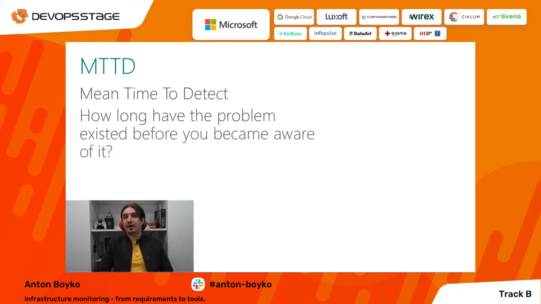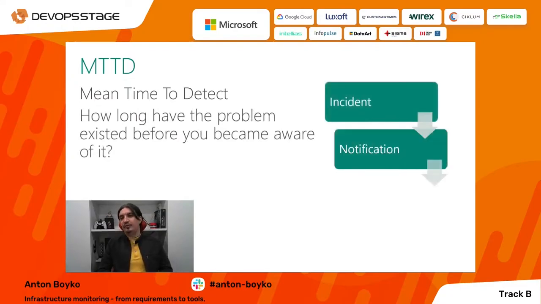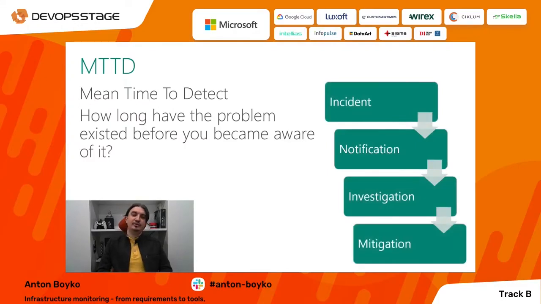In other words, how long the issue was there before you became aware of it. And if we take a look at a regular flow of events, you have an incident, and then after some time that incident is detected by a tool, so you get the notification, and then you start your investigation, and only when you identify the root cause of the problem do you proceed with the mitigation and fix it.